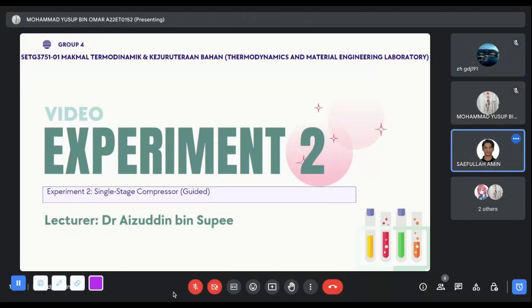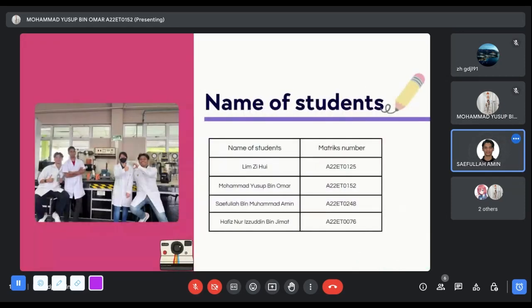Hello everyone. Today we are going to present our experiment 2, which is a single stage compressor. These are the names of the students: Lim Zi Hui, Muhammad Yusup bin Omar, Saefullah bin Amin, and Hafiz Izzuddin bin Jimat.